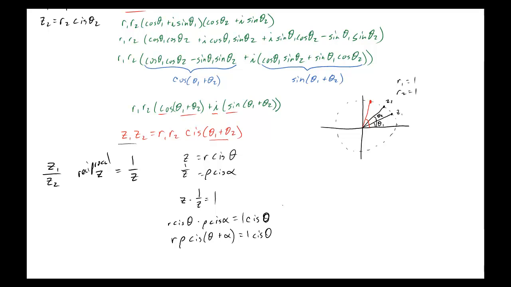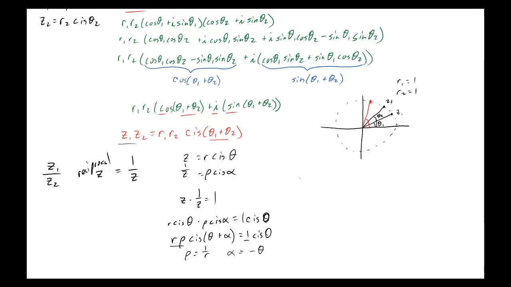Now because of this, we can look at our rho. Our rho needs to give us the modulus part of this, the part that's not inside of the cis. So therefore, rho has to equal 1 over r. Now the theta and alpha have to add together to give me 0, so that these multiply together to give me 1. If the cis is 0, then theta plus alpha has to be 0, and therefore alpha must be negative theta.